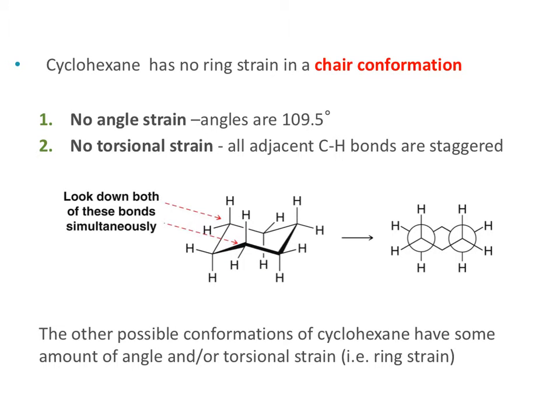Cyclohexane, when it adopts the chair conformation, has no angle strain and no torsional strain. And this is what the chair conformation looks like. We could also draw it as a Newman projection if you're looking down these two bonds.